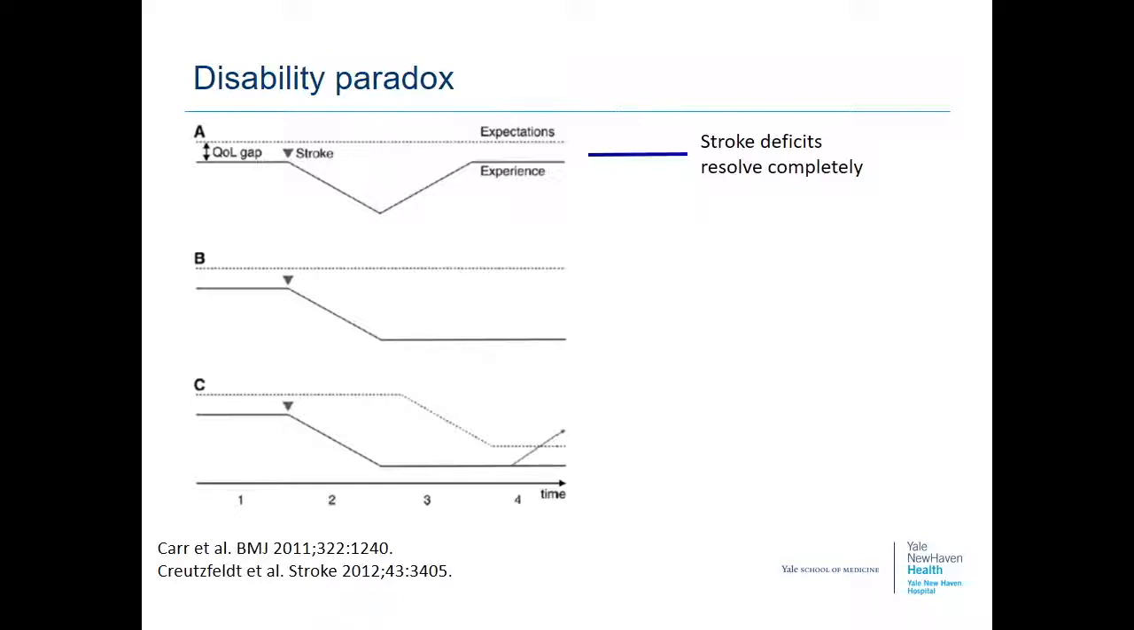Now, when we're talking about goals of care with families, there's a tendency to think of a disability and quality of life as what you see here under part B of this diagram, where the stroke deficits stay, but the expectations about what life should be do not change. And so after the stroke, there's a huge gap between experience and expectations that may cause us to believe that a patient may have a lot of suffering and a poor quality of life.